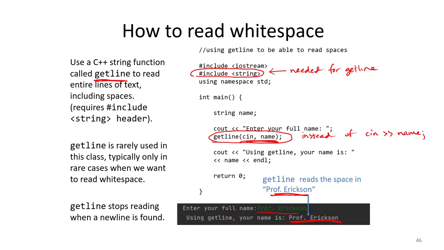So generally getline is not used that often in this class. Typically, I only recommend using getline in those rare cases when you do want to read white space in a name. And in this case, getline will stop reading once a new line is reached. So here, it's waiting to see the enter key or \n. So getline will keep reading by default until the new line is found.